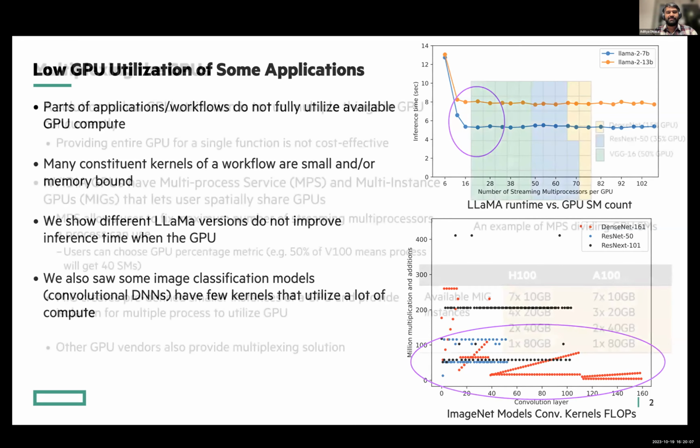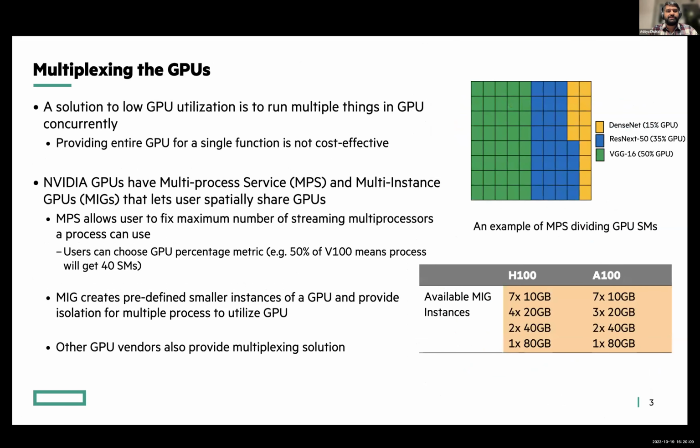So one of the things that we could think of is, why don't we run multiple things in the GPU together? That is what everybody would do, but the multiplexing of GPU is kind of tricky. If you just run it together without any support of MPS or MIGs, you will be time sharing the GPU, especially in NVIDIA GPU, and providing the entire GPU for a single function might not be cost effective.